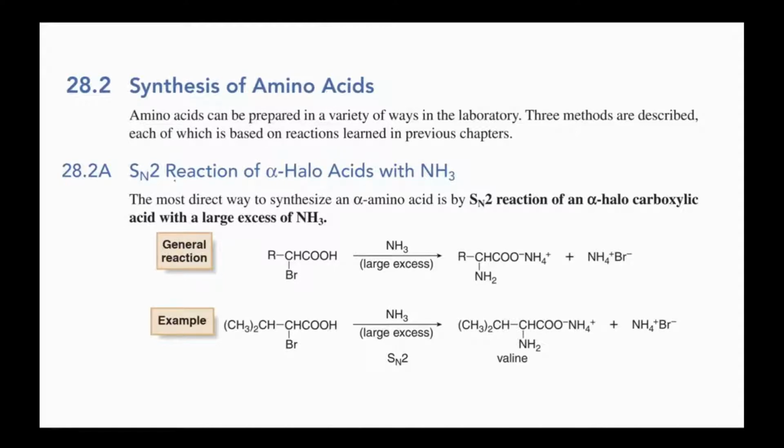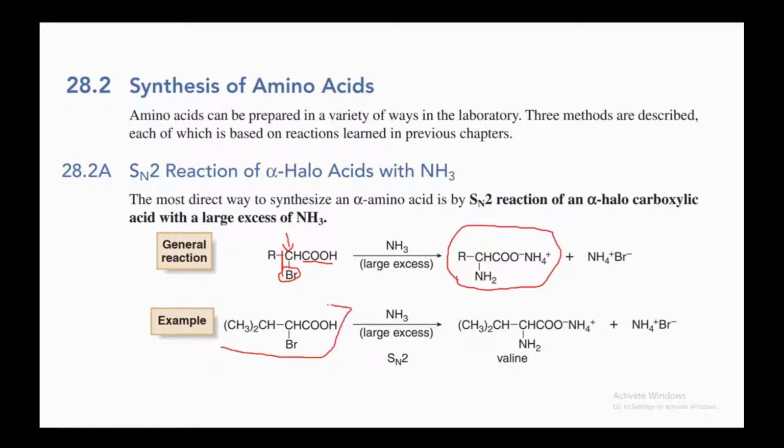Now let's have a look at the synthesis of amino acids. Amino acids can be prepared in a variety of ways in the laboratory. Three methods are described, each of which is based on reactions learned in previous chapters. The first is SN2 reaction of alpha halo acids with ammonia. This is a halogen, this is the acid, and this carbon is the alpha carbon. If you react this compound with excess ammonia, you will get an amino acid.